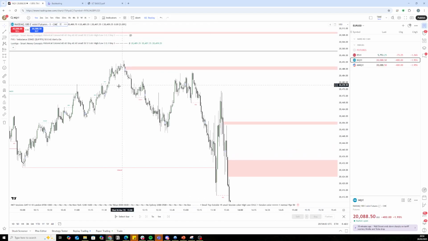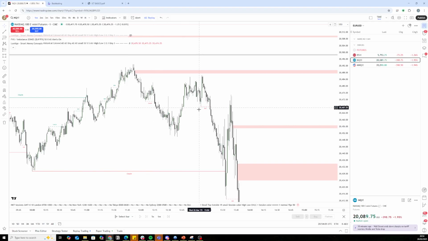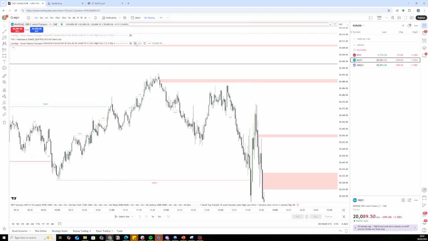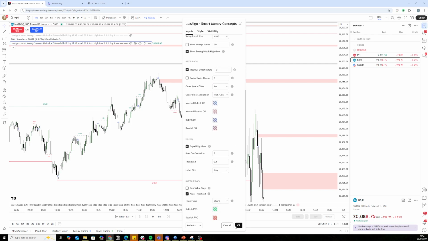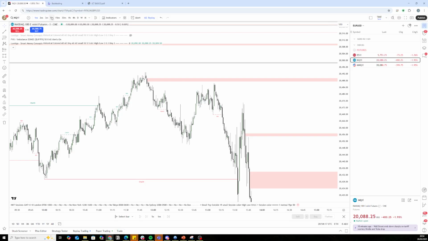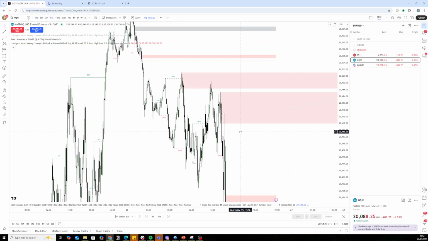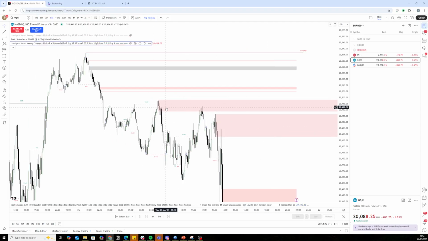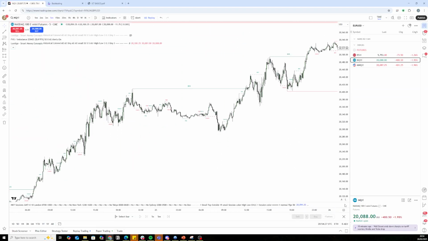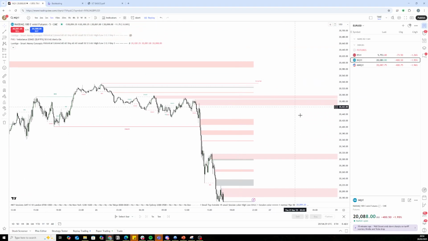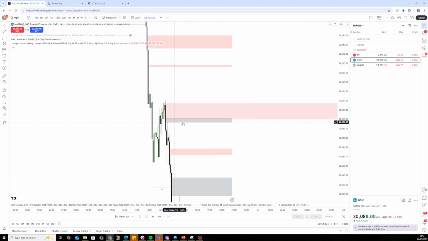And what it's doing is it's drawing on for me all the changes of character, the breaks of structure. And if I just edit this, do they have order blocks on here? Internal order block. Equal highs, lows. Why is it not showing me the order blocks then? Ah, yeah. See, look, it's drawing out the order blocks for me. Can you see that? So they're red boxes again, but it is drawing out. Honestly, this indicator's a bit rubbish. But you can see here, it's drawing out the order blocks. So if you're unsure where to start with those concepts, you can always just add an indicator.